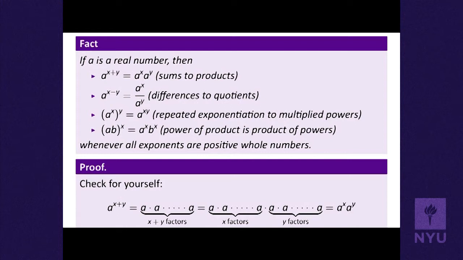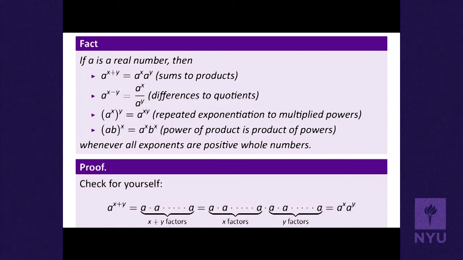If you're going to take a to the x plus y power, well, x and y are both positive whole numbers, so x plus y is a positive whole number. So you just write down that many a's, however many you have. And if you're writing down x plus y of them, then what did you do? First you wrote down x of them, and then you wrote down y more. So group the first x together, that's a to the x, and the second y together, that's a to the y. The product then will be a to the x times a to the y.